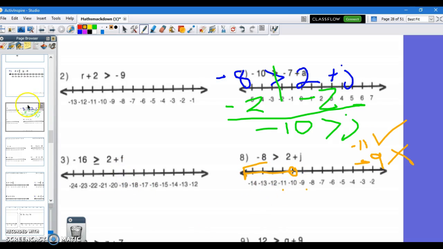So that's it for one-step inequalities on how to solve and how to graph. Hope that helped out. You know you can do the rest on your own. And if you have any questions, just email me, and I'll see you tomorrow. The next video will be 2-step inequalities.